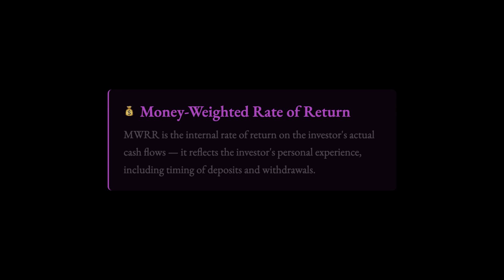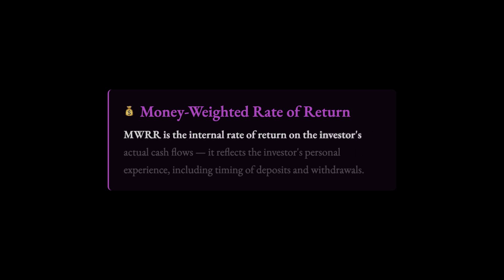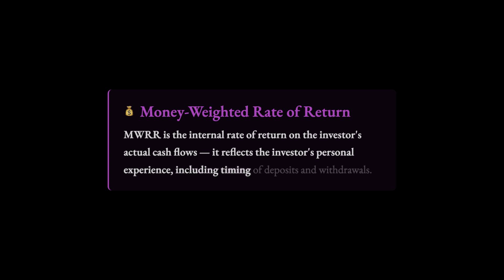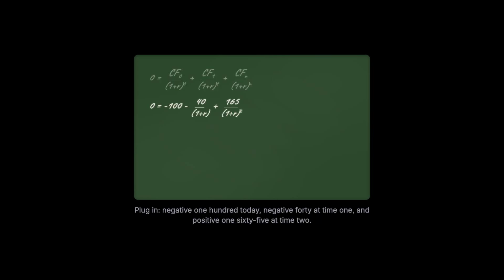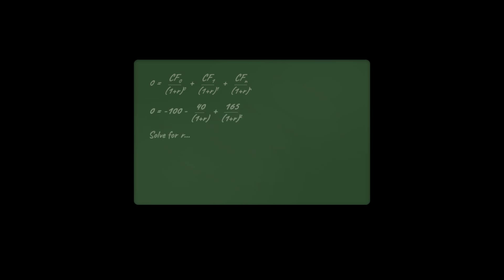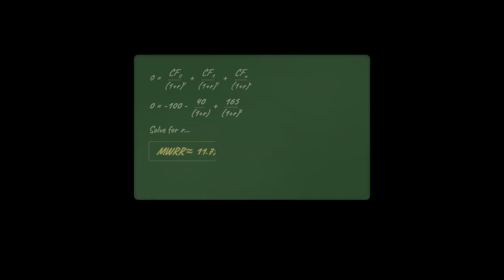Now let's define the money-weighted rate of return. MWRR is the internal rate of return on the investor's actual cash flows. It reflects the investor's personal experience, including timing of deposits and withdrawals. The MWRR equation sets the present value of all cash flows equal to 0. Plug in negative 100 today, negative 40 at time 1, and positive 165 at time 2. We solve for the rate that makes this equation balance. The IRR comes out to approximately 11.7% per period.